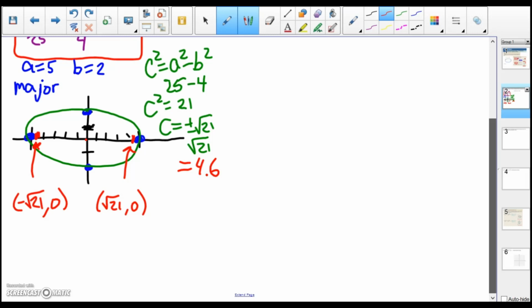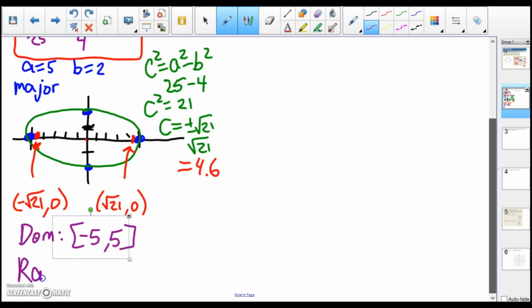As for the domain and the range, remember domain is the x numbers, so imagine squashing it on the x-axis. That's going to go from negative 5 inclusive to positive 5. And then your range, your y numbers, looks like that goes from negative 2 to positive 2.